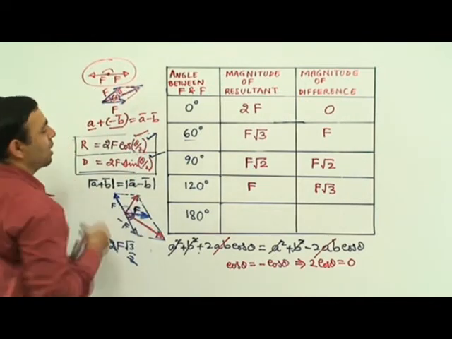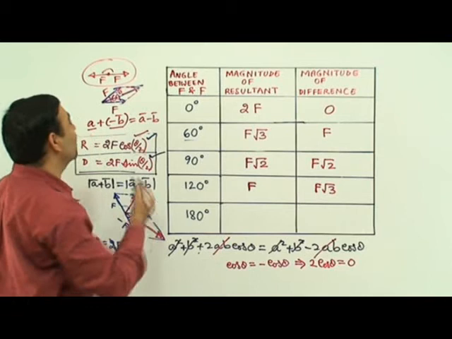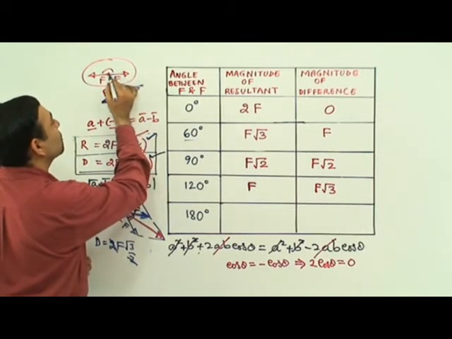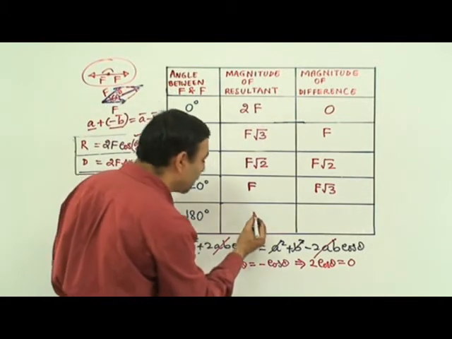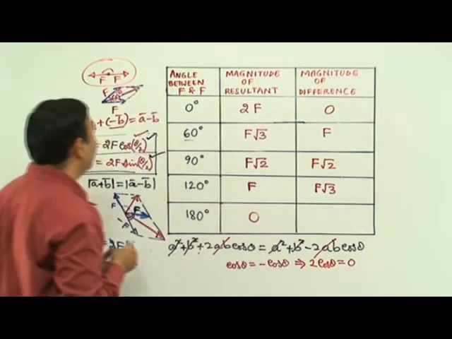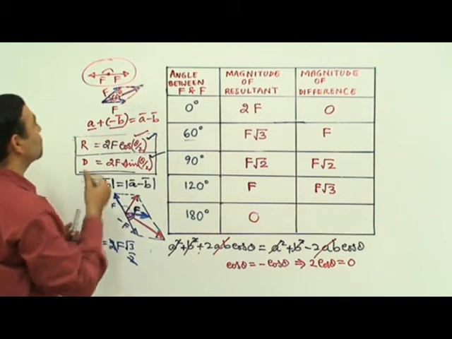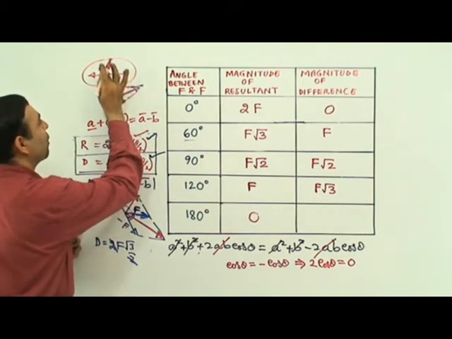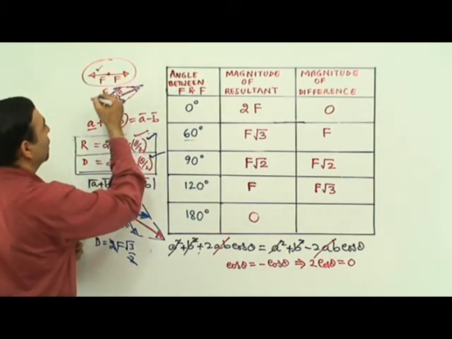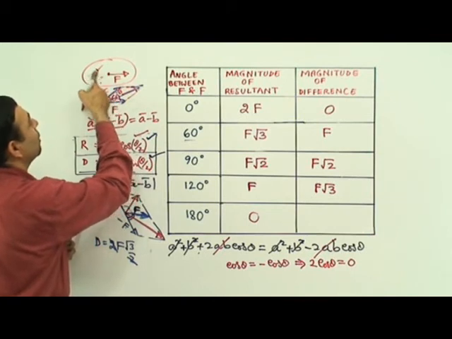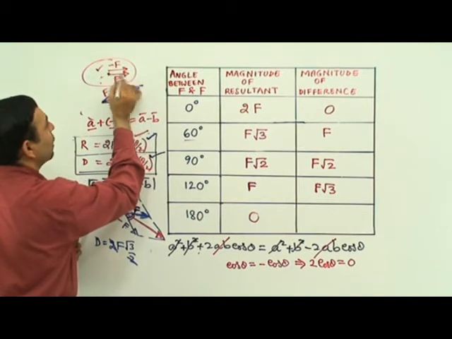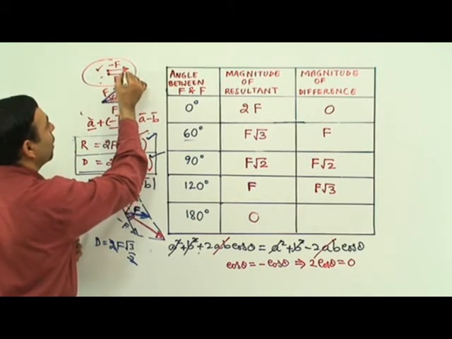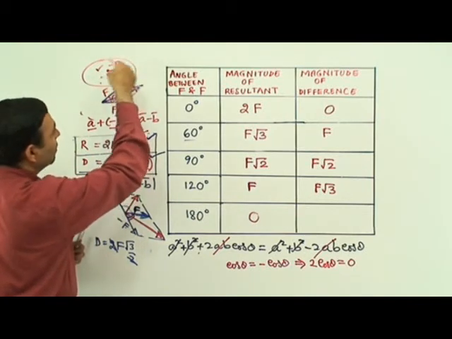They are in opposite direction. Add up, what you get? Obviously 0, because they are in opposite direction. They just cancel out. So magnitude of resultant will be 0. And what about difference? Difference means we negate one vector which is subtracting. Suppose I am subtracting this vector, so this vector I need to negate. So this becomes minus F, this F and this minus F. Now when you add these two, obviously you get 2F.